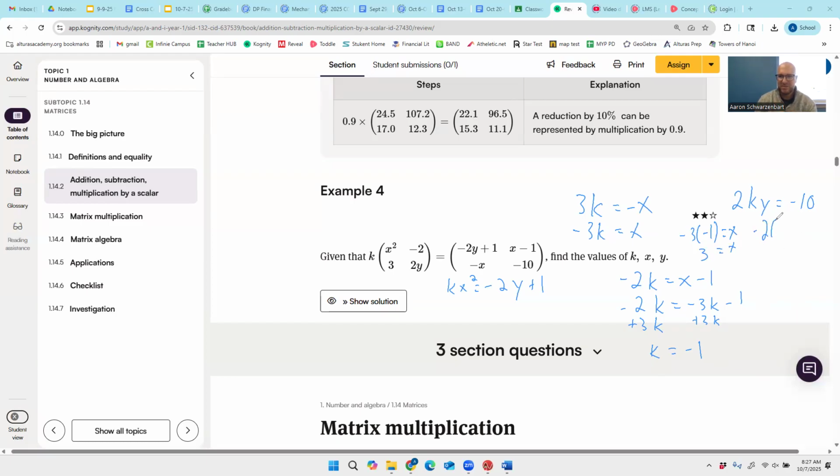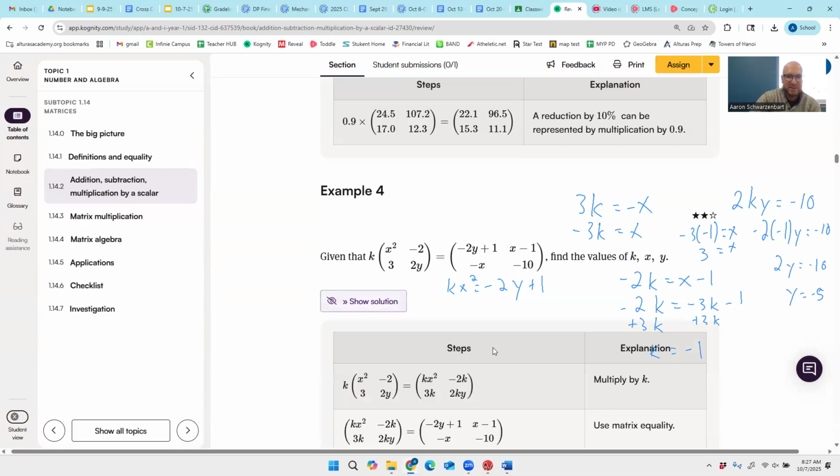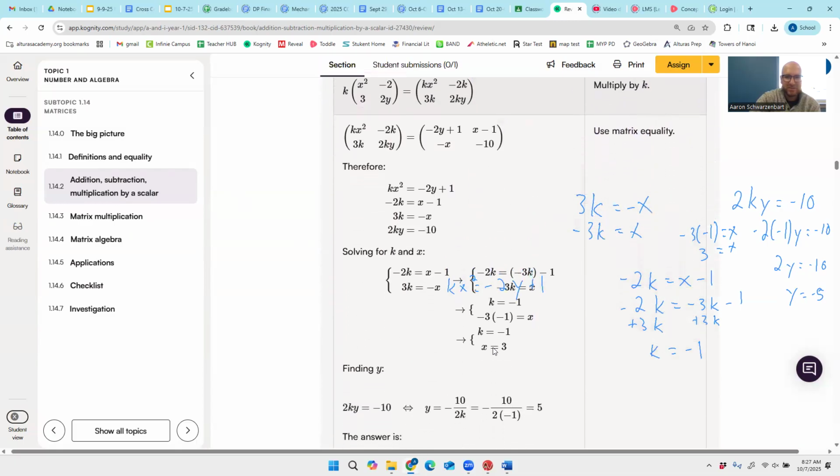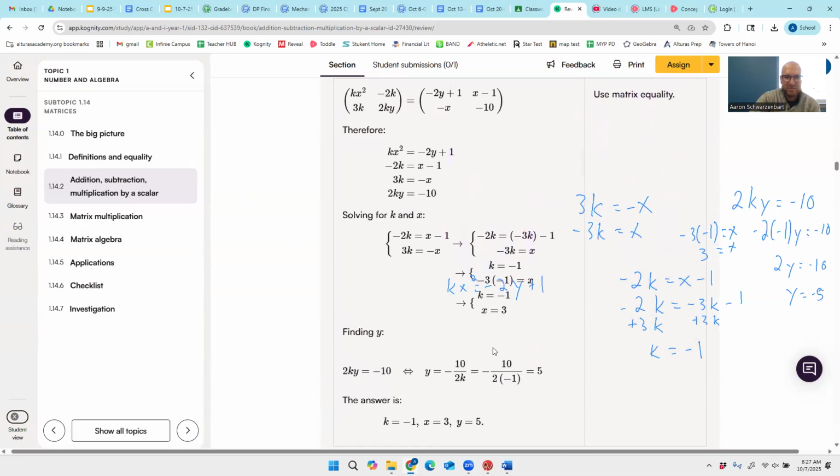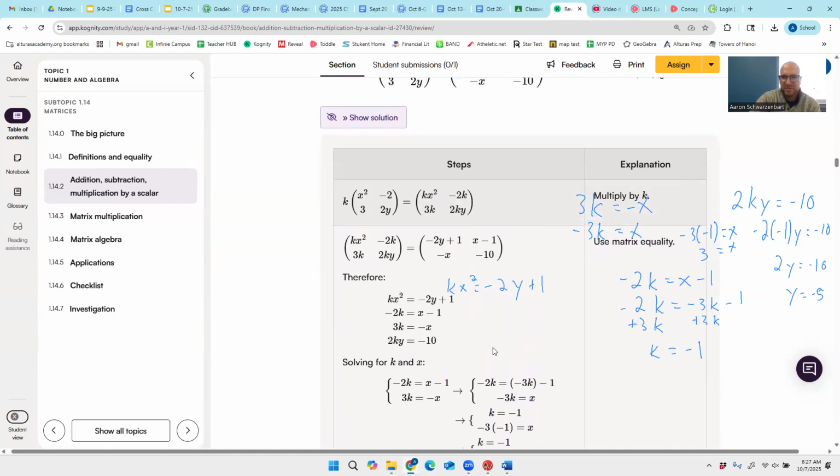Then I've got negative 2 times negative 1. 2y equals negative 10. y equals negative 5. Again, nothing too bad there. They get plus 5. Oh, I'm a dope. There was no negative there. There is a negative there. That becomes positive.